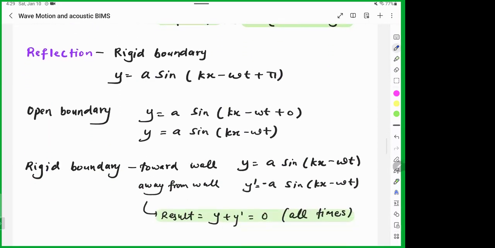So, what happens in case of reflection because there is a rigid boundary? y is equal to a sine(kx minus omega t plus pi). Why this pi? Phase difference. Correct. In case of an open boundary, meaning refraction, what will happen? The phase difference is zero. So for reflection, the phase difference phi is pi, and here phi is zero. Got it?